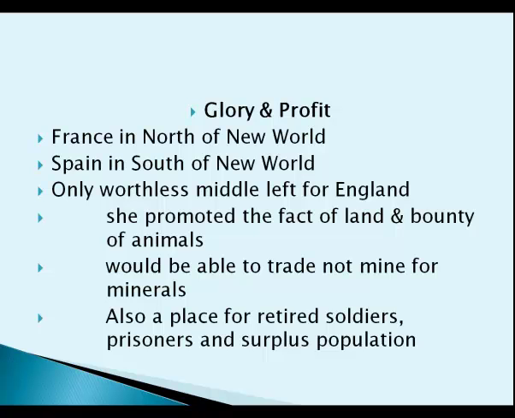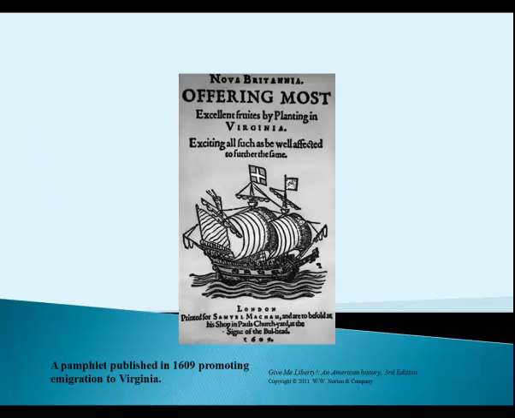You could go to mine if you want to. Maybe there's some minerals over there. And it's a place we can send our retired soldiers to live. It's a place to send prisoners. It's a place to send a surplus, unworking population. It's going to be a dumping ground. This is a pamphlet published in 1609 promoting the immigration to Virginia.